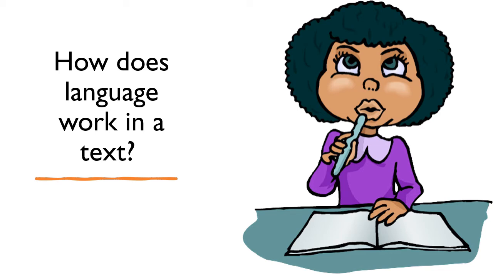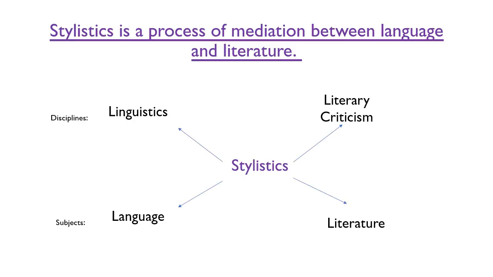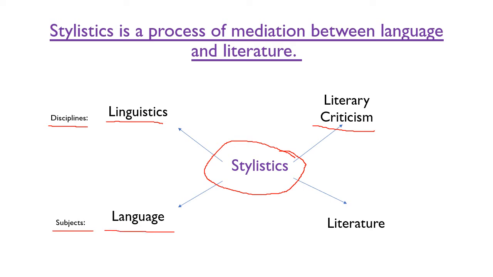How does language work in a text? Again, stylistics is a process of mediation between language and literature. So stylistics works in between language and literature. As you can see here in the chart, we have stylistics in the middle, and it connects the two disciplines here. We have linguistics and literary criticism. And on the other hand, for the subjects, we have language and literature. So stylistics stands in between.